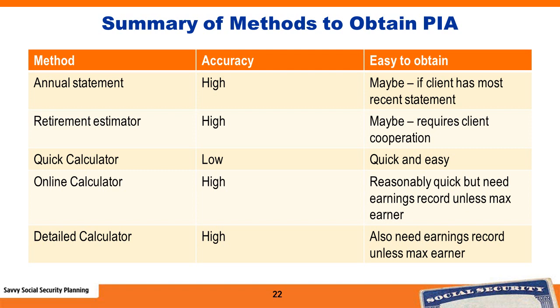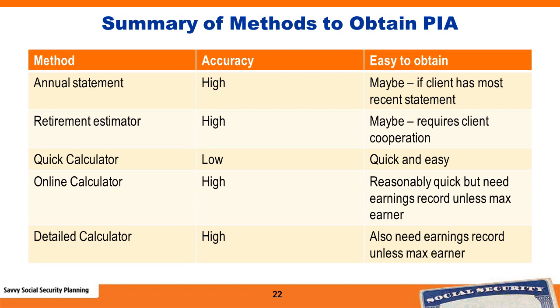Here's a summary of the methods. The annual statement is accurate, but unless your client saved his latest statement, you can't rely on it until the SSA resumes mailing statements. The retirement estimator is also accurate, but you need the client's cooperation to get it. The quick calculator is the least accurate, but it is quick and easy.